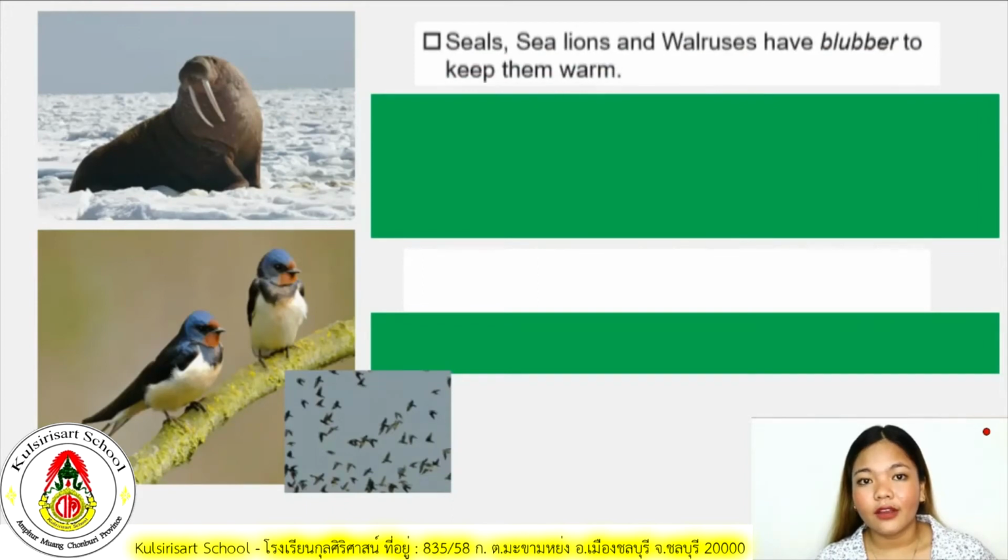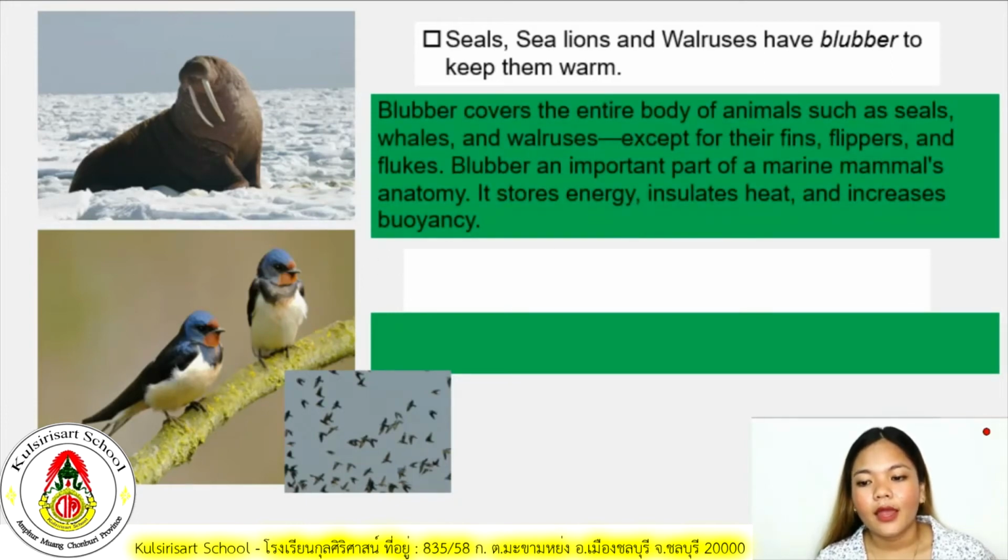Now, we have here another example. Seals, sea lions, and walruses have blubber to keep them warm. What is a blubber? Blubber covers the entire body of animals such as seals, whales, and walruses, except for their fins, flippers, and flukes. Blubber is an important part of a marine mammal anatomy. It stores energy, insulates heat, and increases buoyancy.